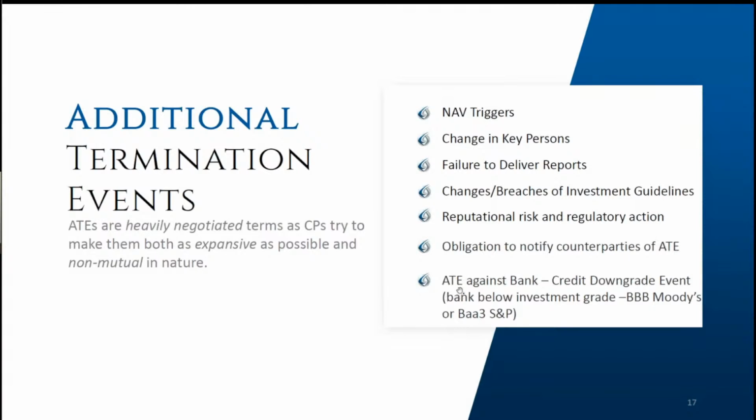One ATE that funds should add against the banks is the credit downgrade event. So this would be an ATE that would get triggered if a bank, the swap dealer, falls below investment grade. And this is justified: if a bank is in trouble and falling below investment grade, it should give rise to the right for the fund to be able to terminate the transactions and do so in a way that's favorable to them.